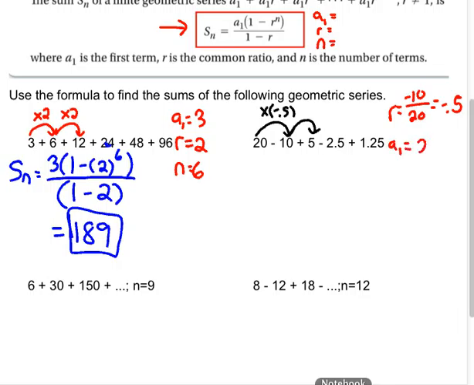That'll give you whatever you're supposed to be multiplying by. The first term is 20. And how many terms do we see this time? I see 1, 2, 3, 4, 5 terms this time.